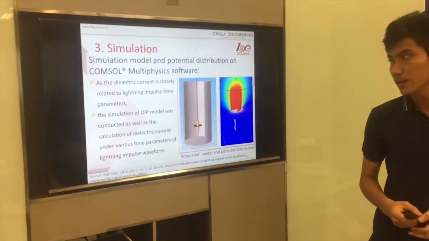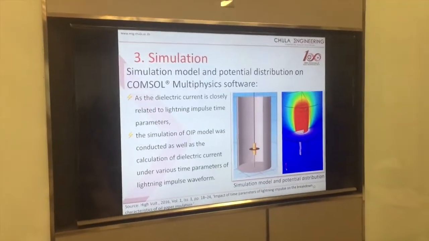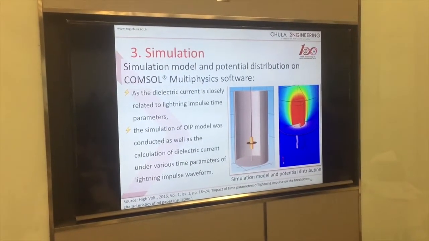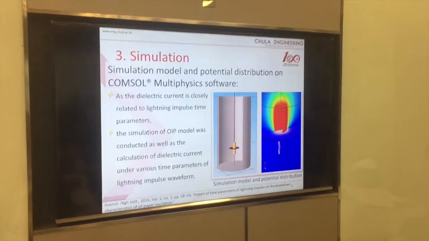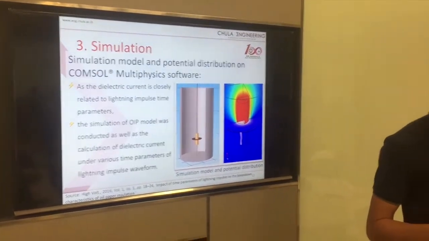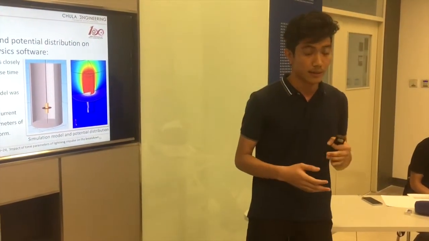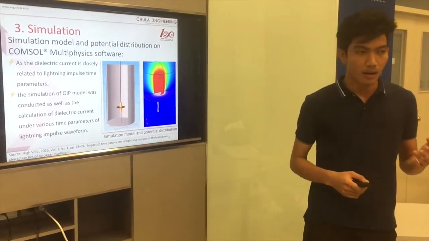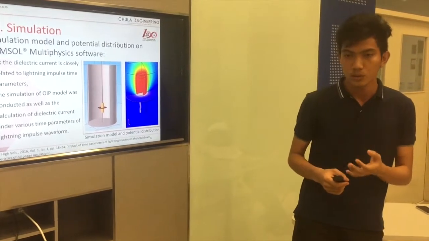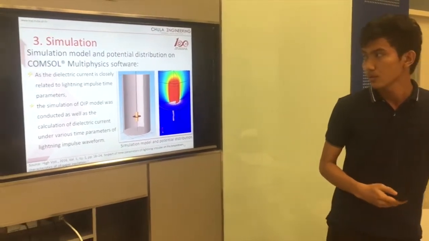And also the electric simulation, because the electric current is related to the time parameter of the lightning voltage. Simulation is also conducted to calculate the electric current that occurs during the lightning strike. Another use is to strengthen the experiment result.